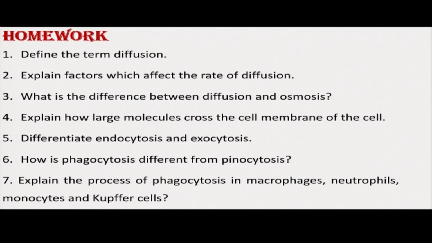Number 6, how is phagocytosis different from pinocytosis? And the last question, explain the process of phagocytosis in macrophages, neutrophils, monocytes, and Kupffer cells. Kupffer cells are cells we find in liver.